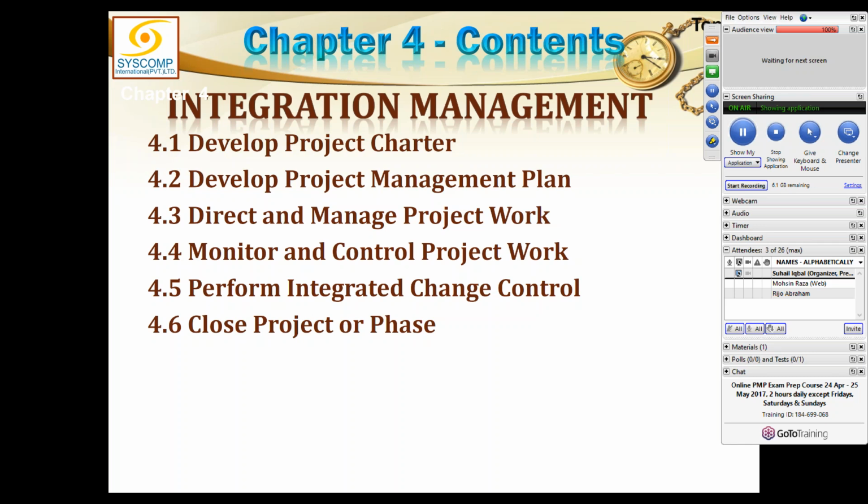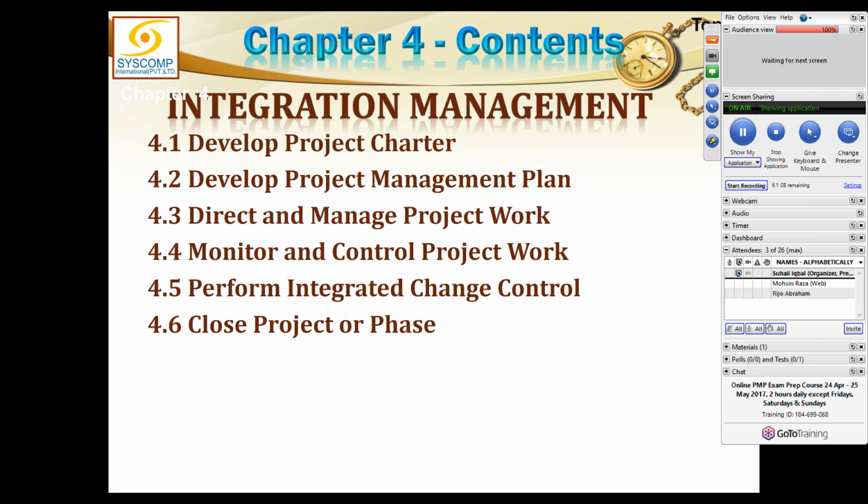Let's start from the beginning. In initiation, we have the very first process, develop project charter. And this is the parent process. This is where it is a game changer. It basically initiates the project. It basically authorizes the project. So this is the major process. What else is there in integration? Is there any other process there?